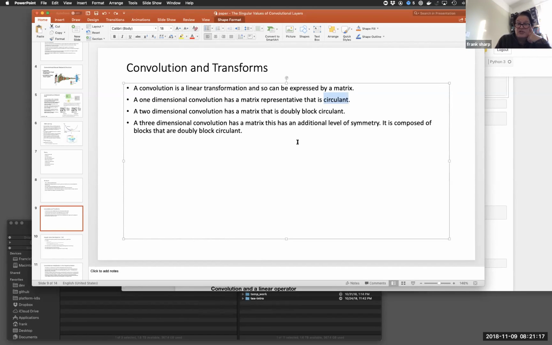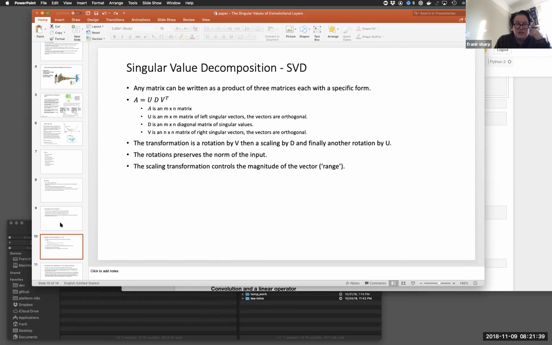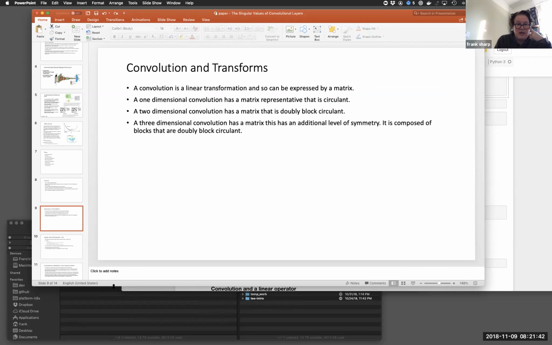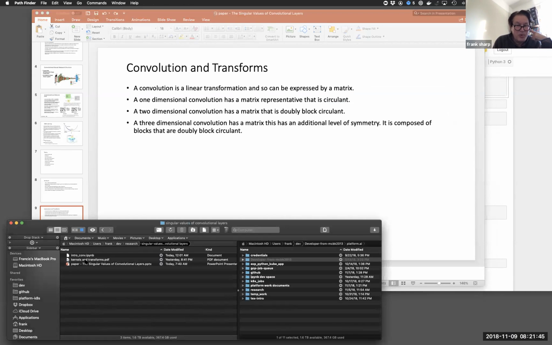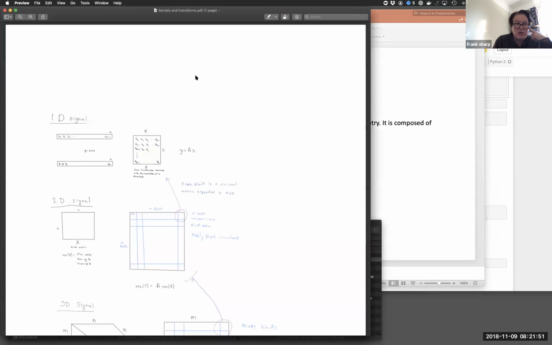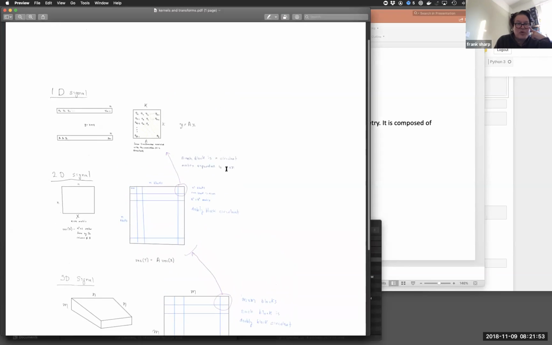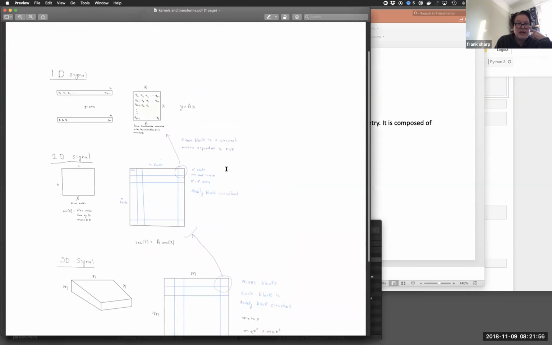And then in 3 dimensions, this extra, what we might call the channel dimension, is added. Then we have a matrix with another level of circularity. And so I have a diagram that describes that. I can bring that up now, just to, might be a good point. So I put together this diagram for the 1D case, the 2D case, and the 3D case.